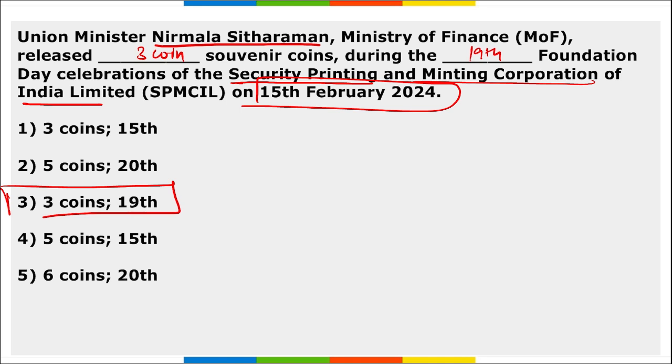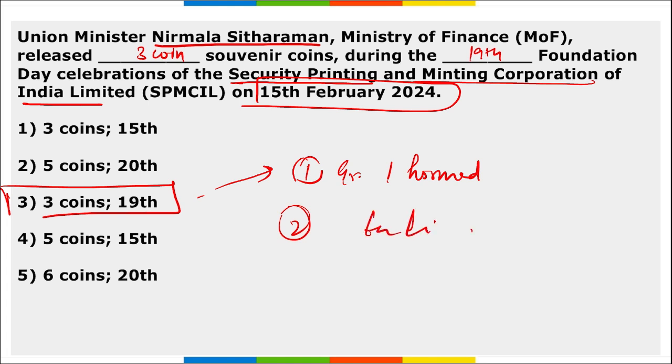Then remember, if we talk about these 3 coins, one is the greater one-horned rhinoceros. Second coin is for the enlightenment of Buddha, basically a picture depicting the enlightenment of Buddha. And third one is for Ayodhya, correct, Ayodhya Mandir. That is the Shri Ram Janam Bhoomi Mandir of Ayodhya.